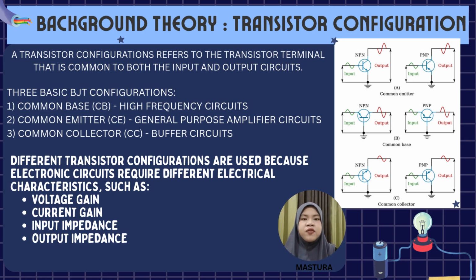Different transistor configurations are used because each one provides different electrical characteristics such as voltage gain, current gain, input impedance, and output impedance. Therefore, engineers select the most suitable configuration based on the requirements of the electronic circuits. In this presentation, we will focus on the common emitter and common collector configurations, which will be explained in more detail by my other group members.